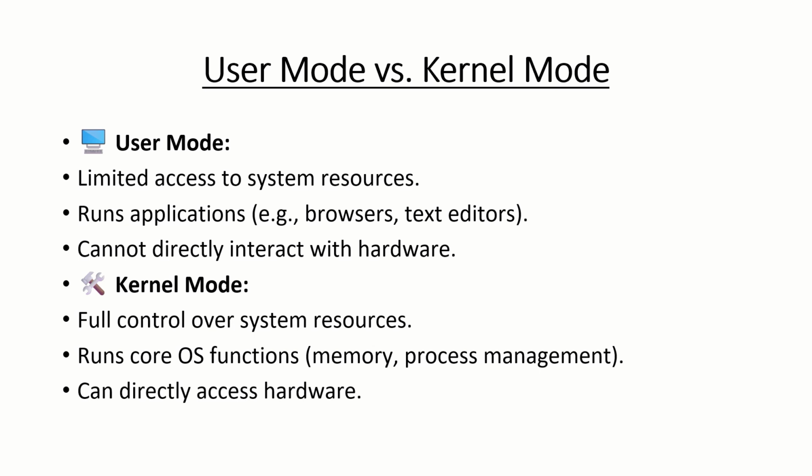For example, when you type in a Word document, the Word application runs in user mode. However, if the application needs to save a file, it requests help from the operating system, which operates in kernel mode to handle disk access securely.